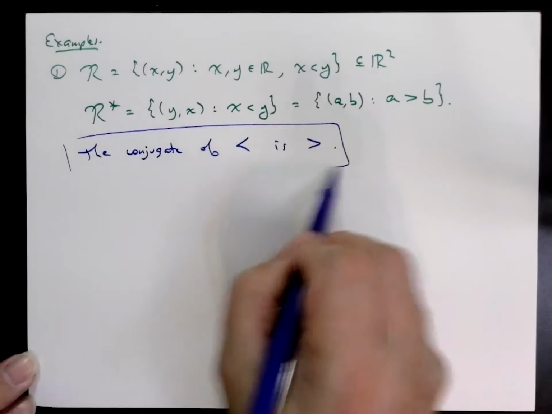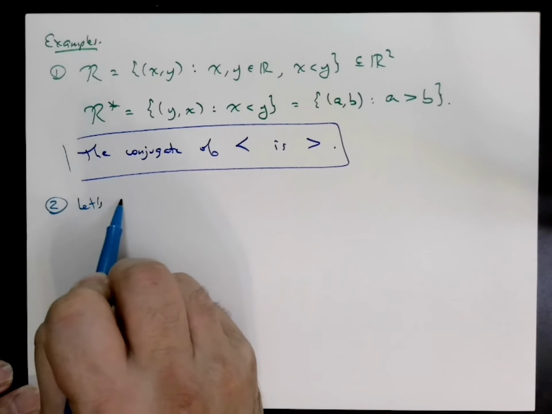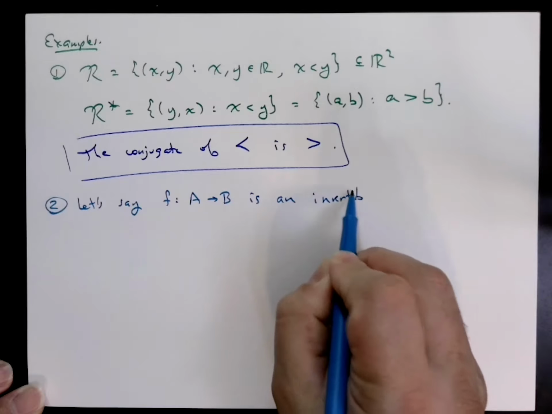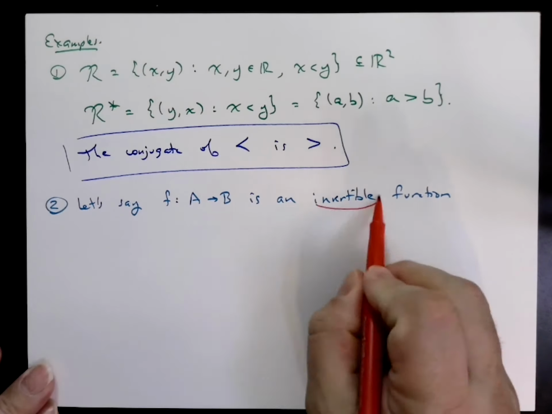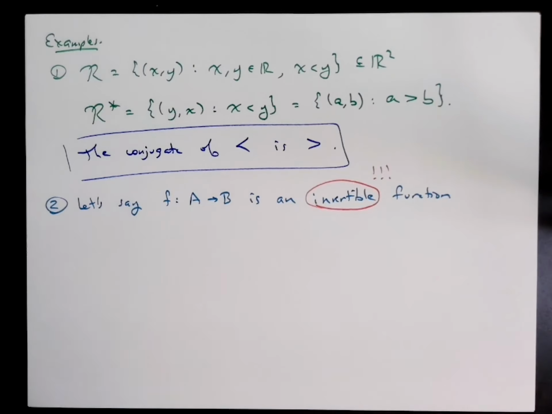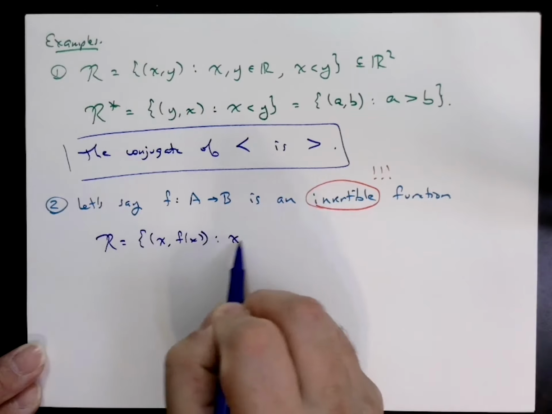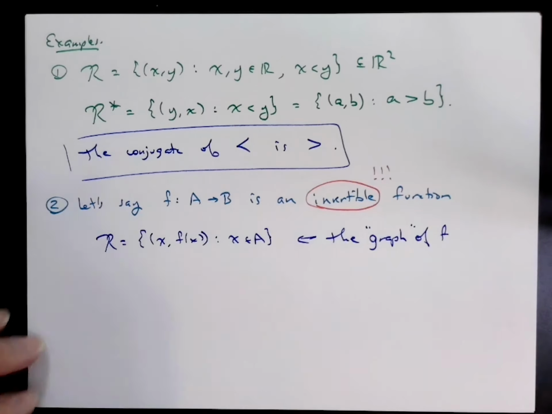Okay, now let us assume that f is an invertible function from A to B, key being invertible. Recall the relation (x, f(x)) for all x in A. Then R star is the relation (f(x), x) for all x in A. But recall, if f is invertible, then f of f inverse of y is y itself.